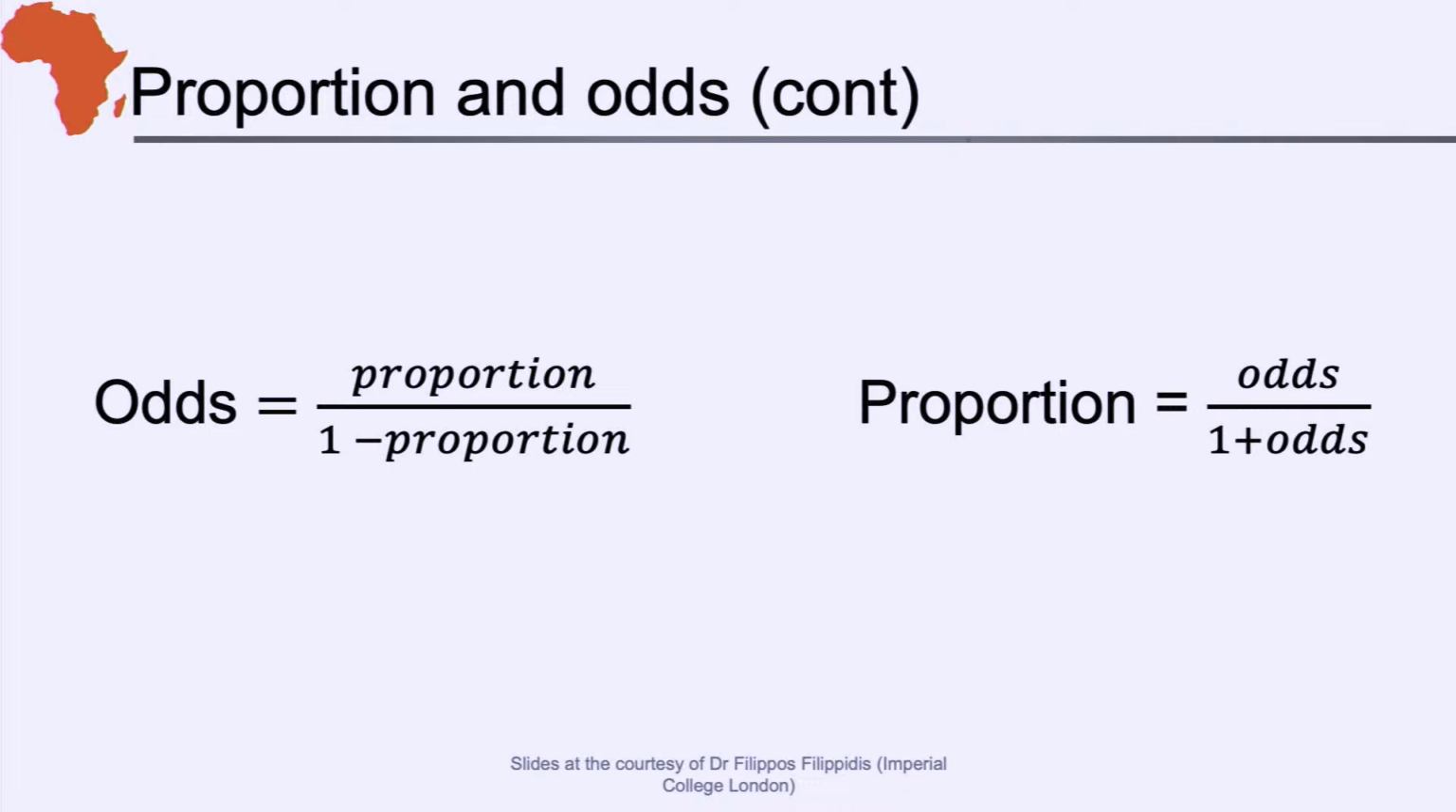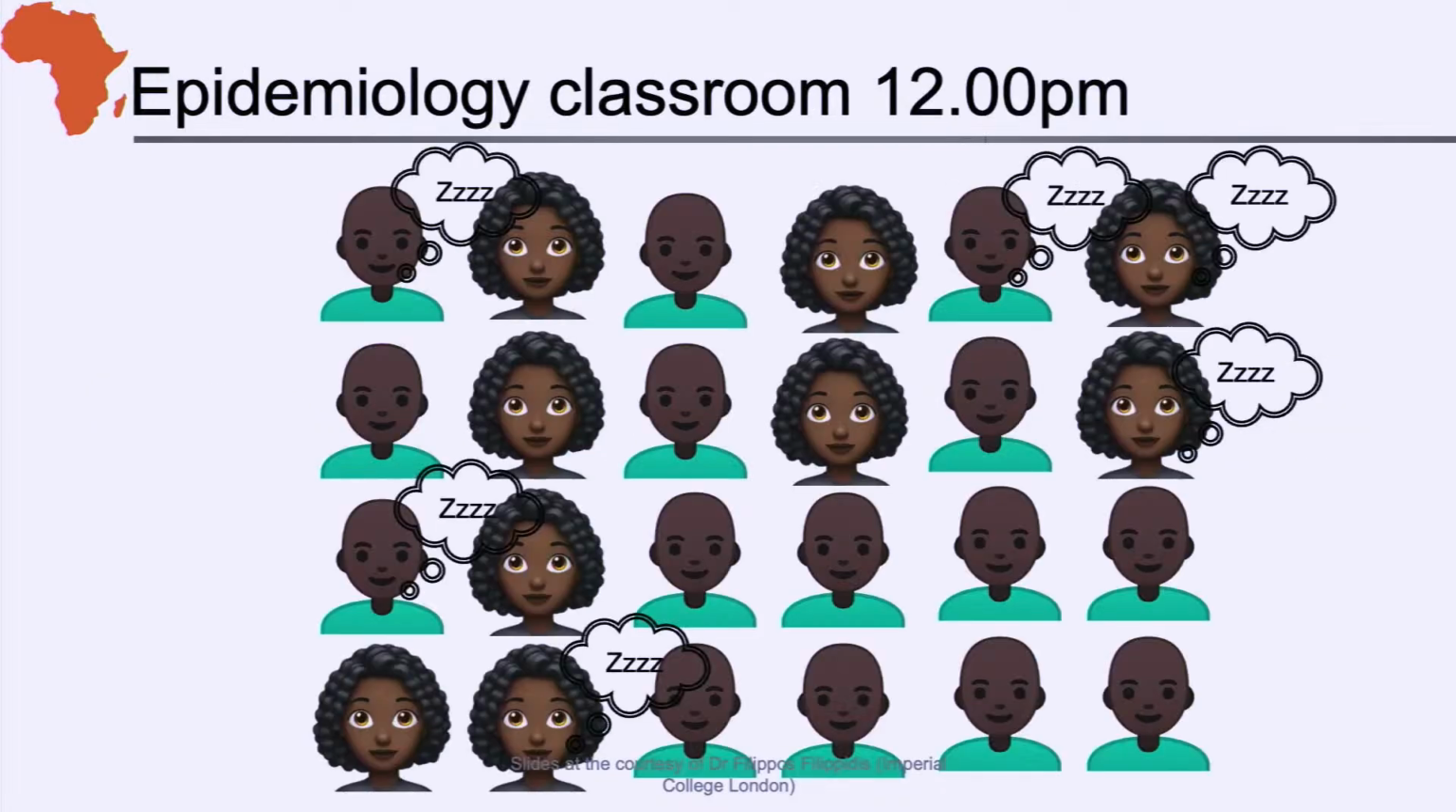How do proportions and odds map to each other? Basically, odds are the proportion over 1 minus the proportion. So they complement each other. Whereas proportions are the odds over 1 plus odds. Okay? What are the odds of developing CSD in this classroom at 12 p.m.?